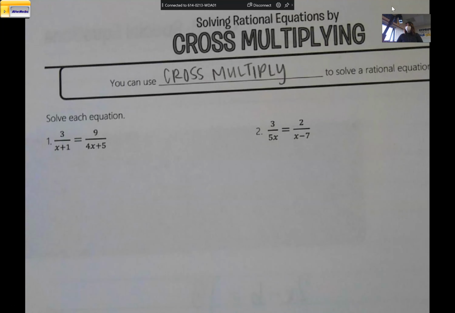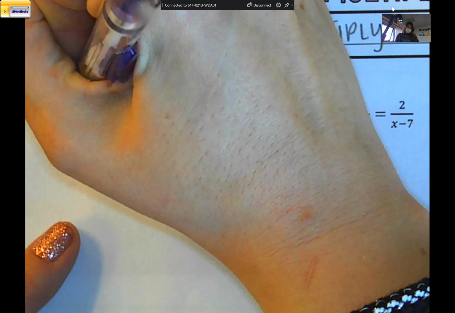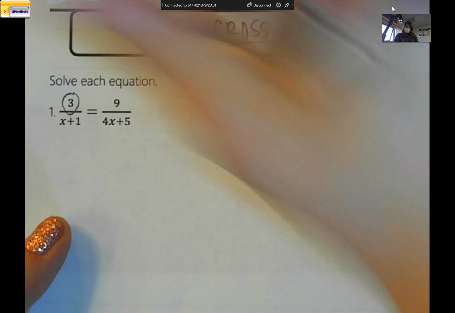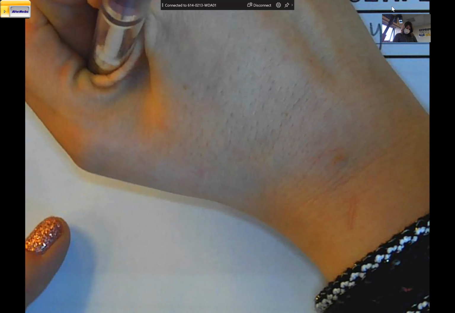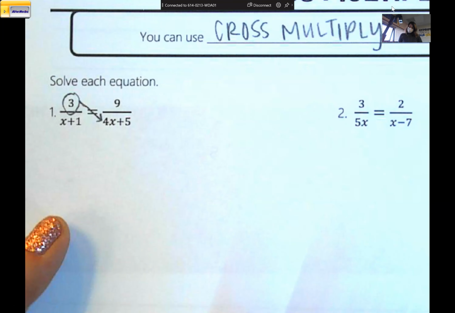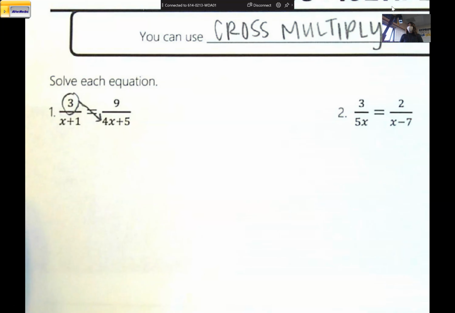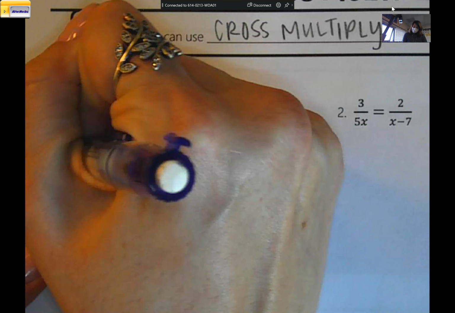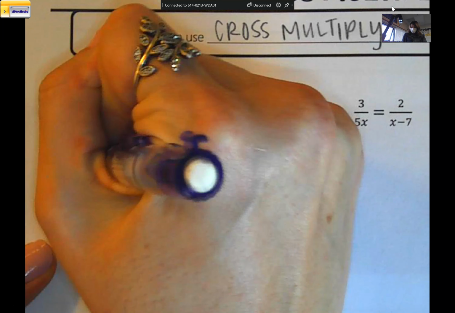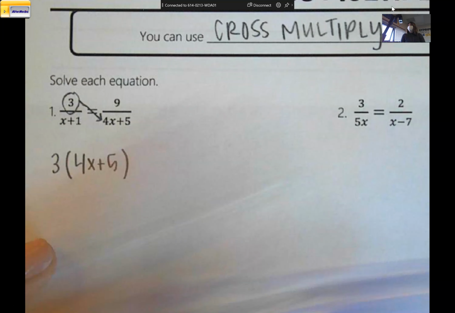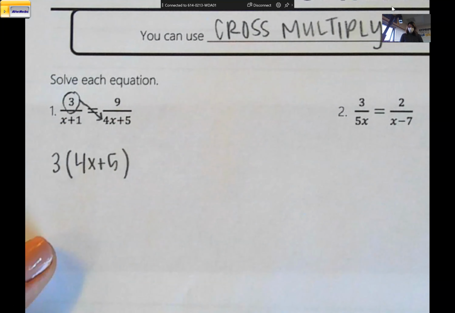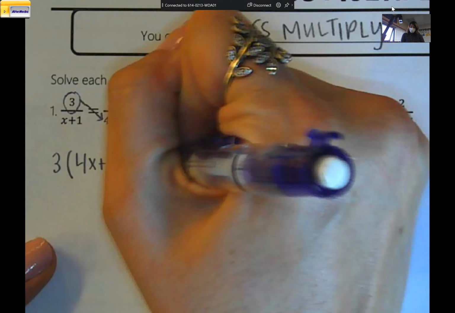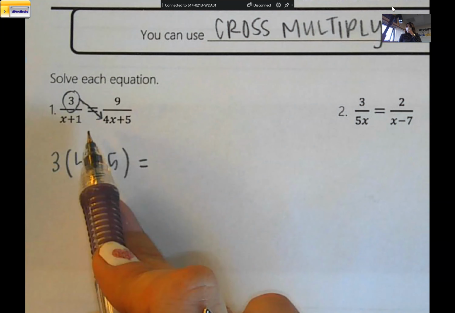So when we say cross multiply, we literally mean we're going to take this 3 in the top left and we're going to cross it down to the 4x plus 5 and multiply those things together. So that's going to look like 3 times 4x plus 5. You keep the equal sign that's in the middle.